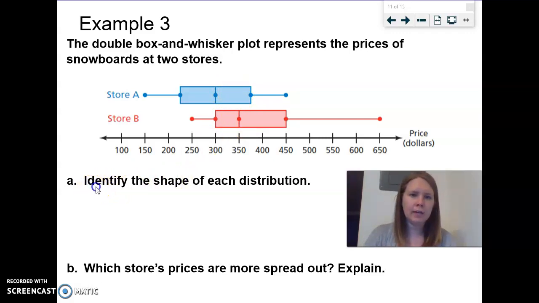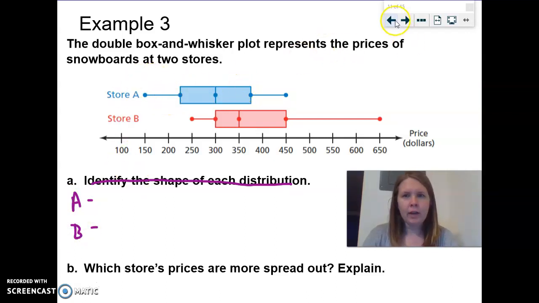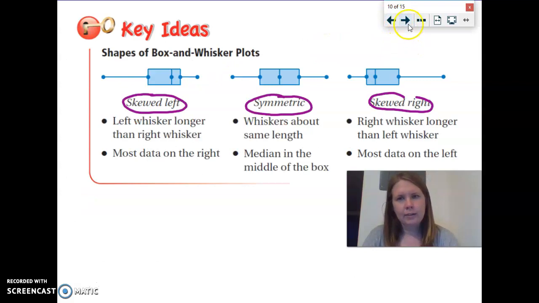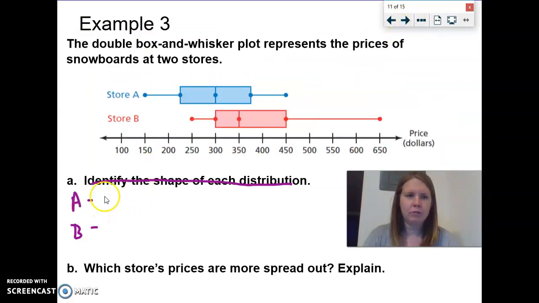So the first thing is we need to identify the shape of each distribution. So we're going to talk about if it's symmetric or if it's skewed. And then we need to decide which store prices are more spread out and explain. So let's identify the shapes. We've got store A and we've got store B. Let's look at store A. Store A, based on this set of data and looking at these, I would say that store A is symmetric.